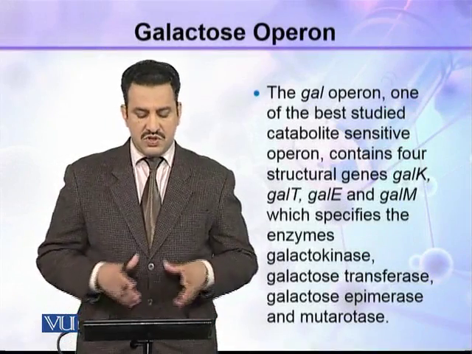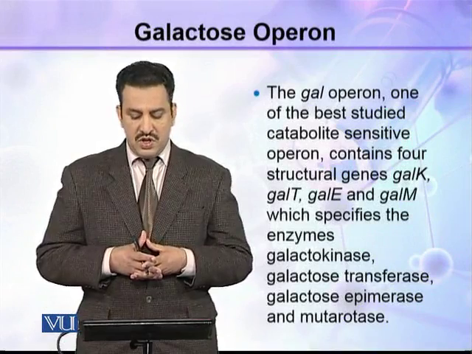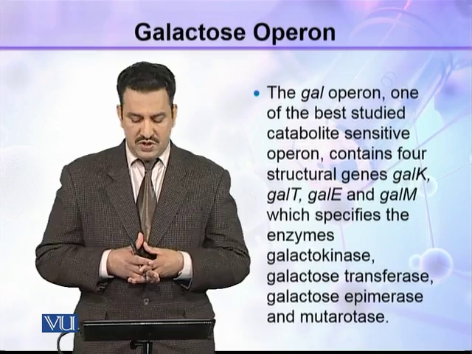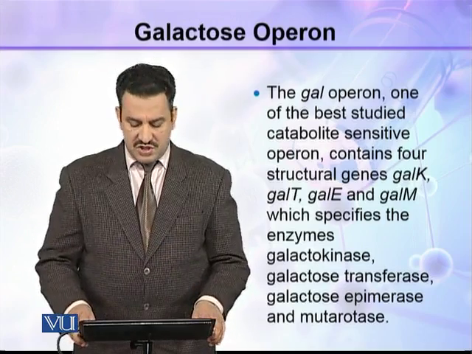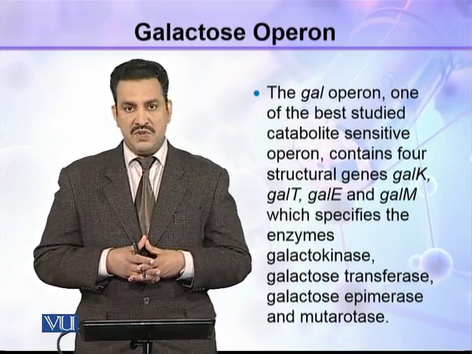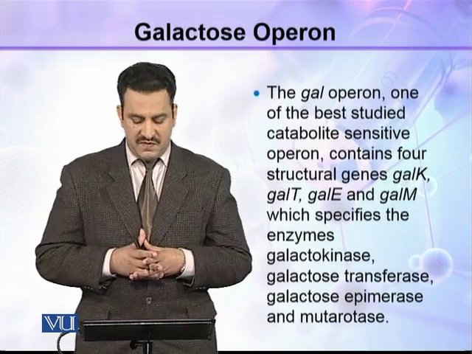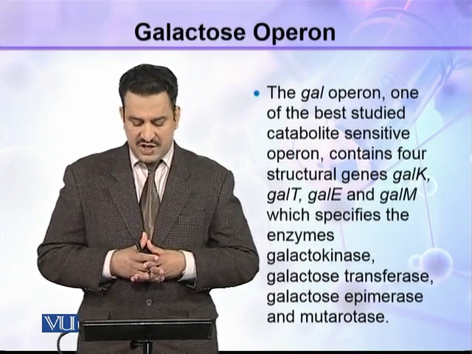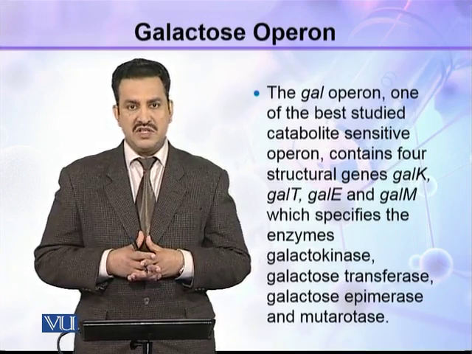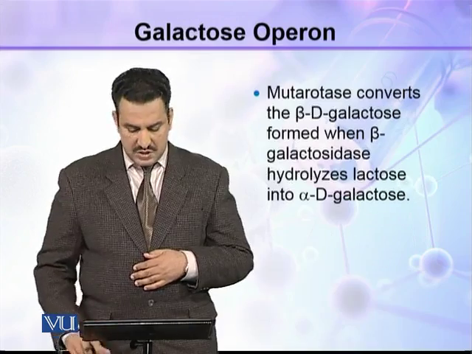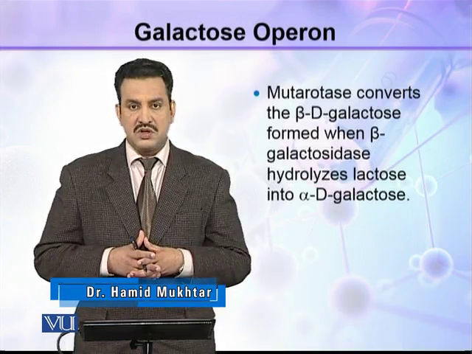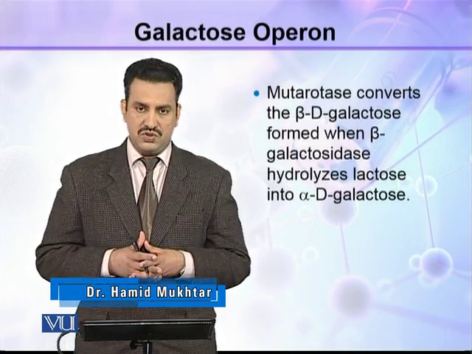Now we'll talk about the galactose operon, which is one of the best studied catabolite sensitive operons. It contains 4 structural genes, that is GAL-K, GAL-T, GAL-E and GAL-M, and these 4 structural genes specify 4 enzymes, that is galactokinase, galactose transferase, galactose epimerase and mutarotase. Mutarotase converts the beta D galactose into alpha D galactose.